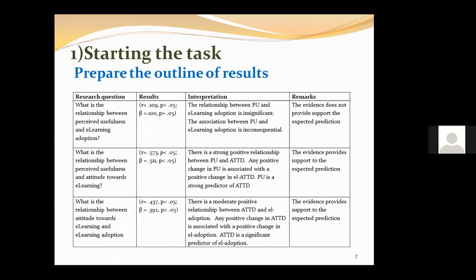Question 2, what is the relationship between perceived usefulness and attitudes towards e-learning? The results here show that there is a strong positive relationship between the two variables, and the remarks there is the evidence provides support for the expected prediction. The same with the last question.